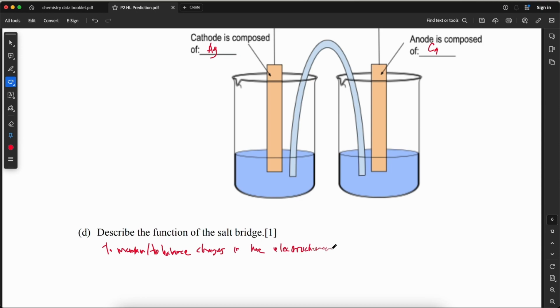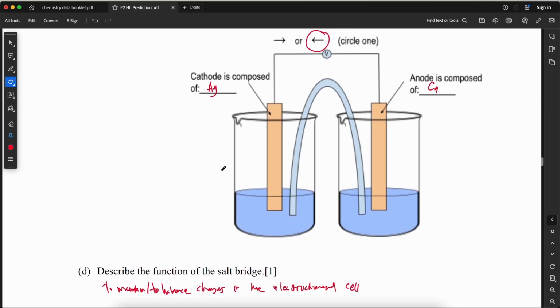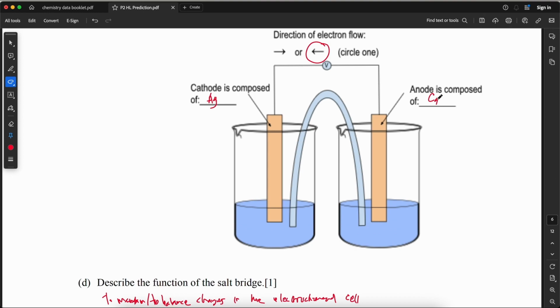Because anode Cu experience oxidation, it will produce a lot of Cu2+ right here. The electrons produced, after losing the electron, will flow to the Ag, to the cathode, so it will be 2 negative, right? And this one will be 2 positive because of Cu2+.